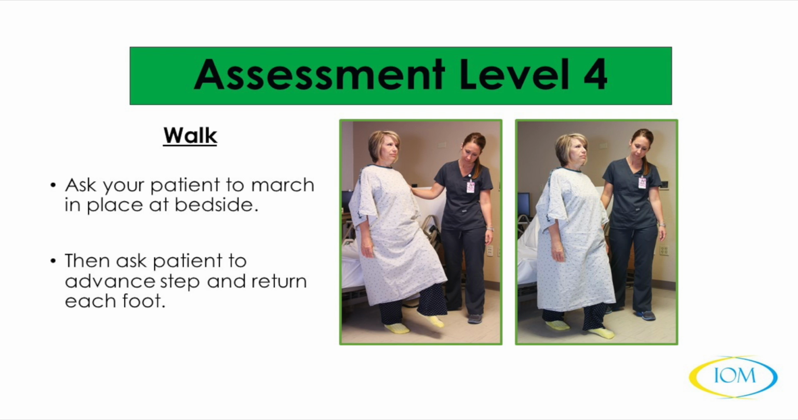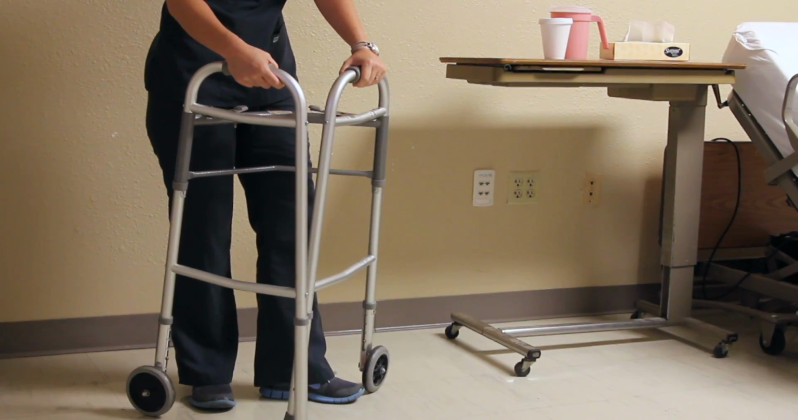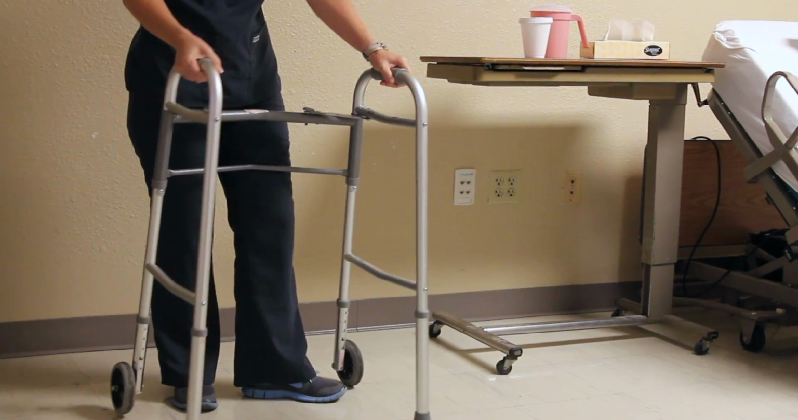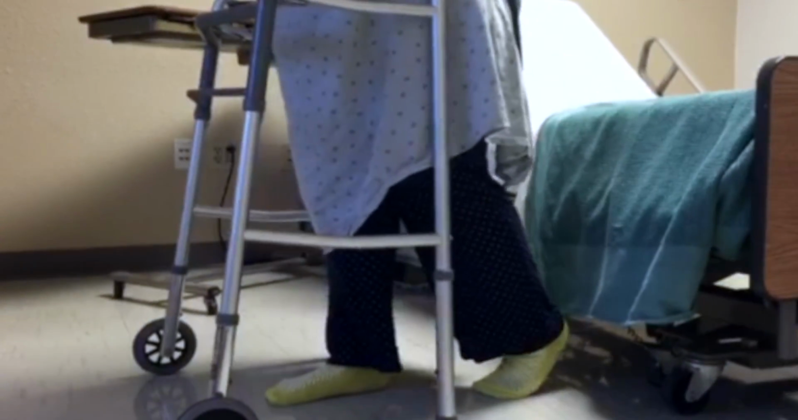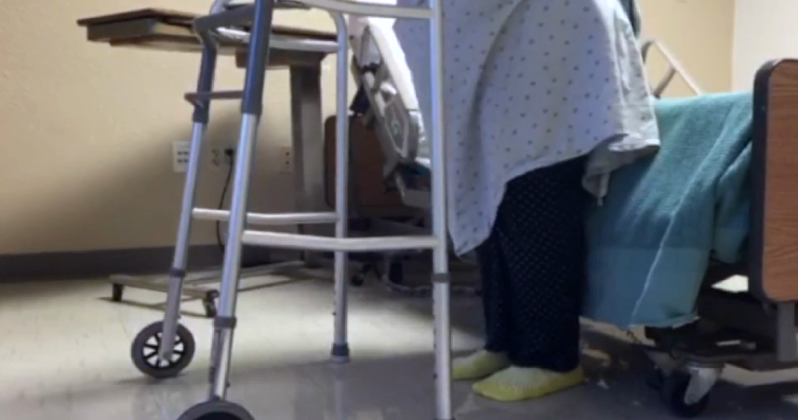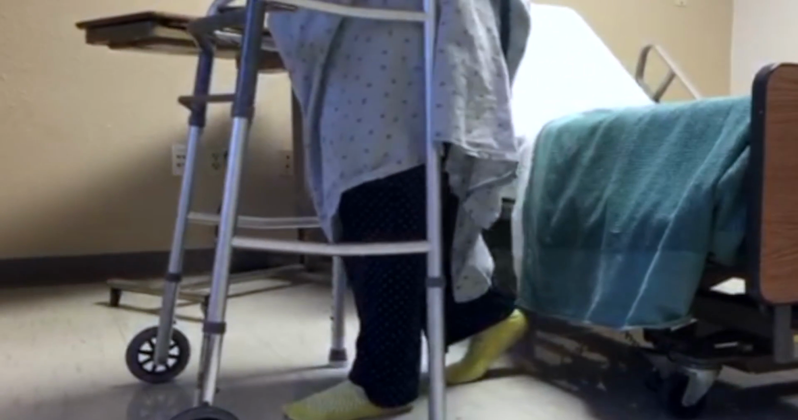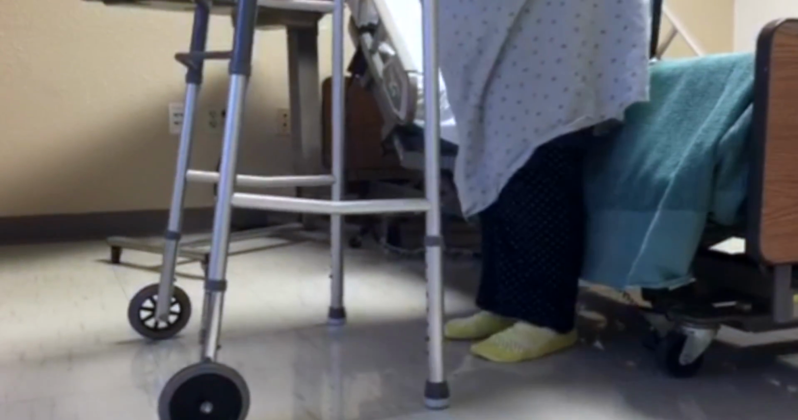If your patient was able to complete the tasks of Assessment Level 3, move on to Assessment Level 4, Walk. Even if your patient is using an assistive device, it is recommended to continue the assessment. Obtain any assistive device needed before you begin. Next, ask your patient to take a step forward, then a step back, repeating with each side. Have her shift her weight to the forward foot, then back.